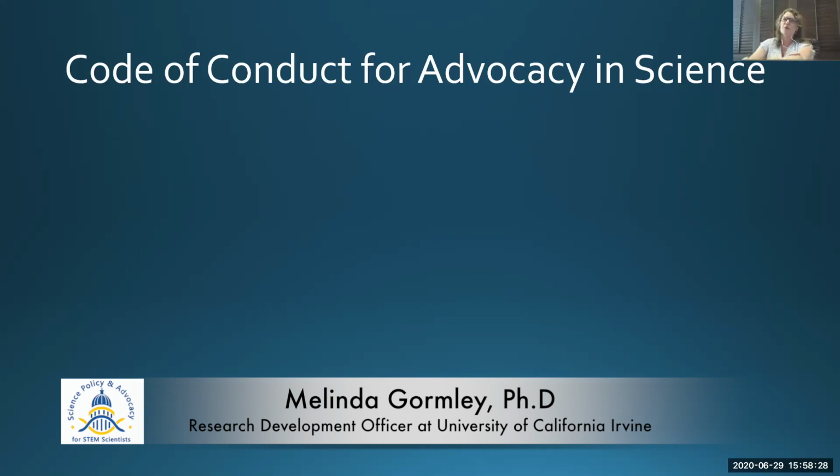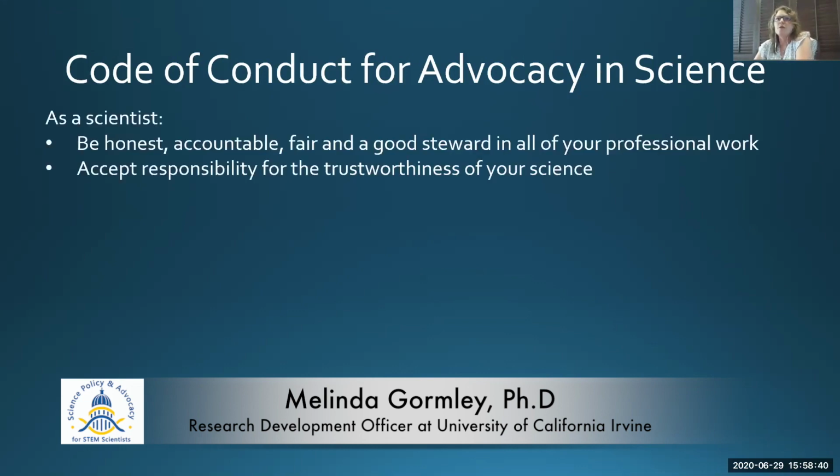I want to go briefly through this code of conduct since it is short, but I think it also is another way to think through these different levels of interacting and the roles that you take on in the policy arena. So what Nicholas Steneck did is he put it into 3 groups. The first group is, as a scientist, you want to be honest, accountable, fair, and a good steward in all of your professional work. You want to accept responsibility for the trustworthiness of your science.